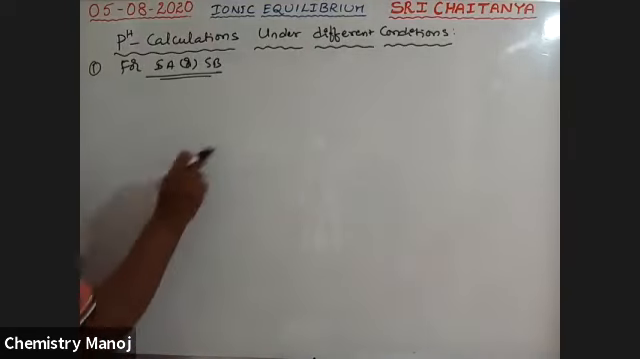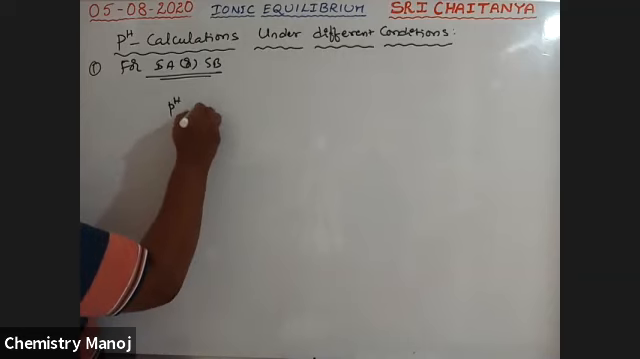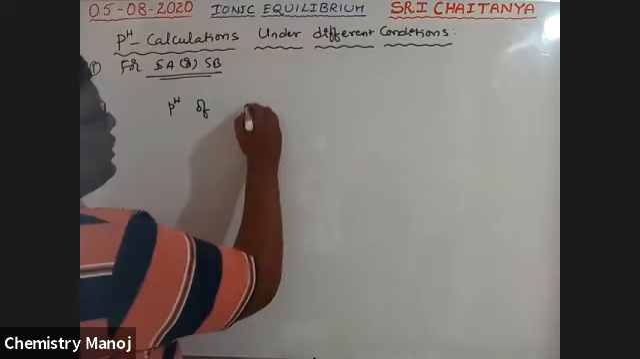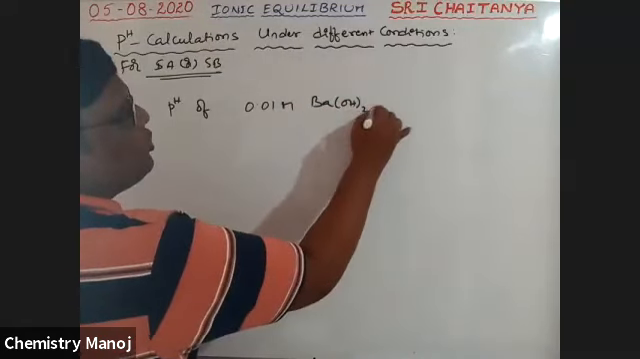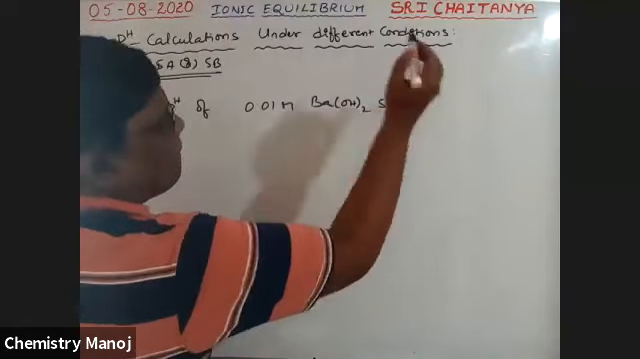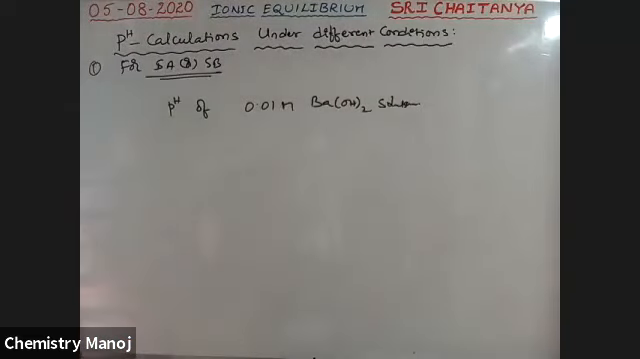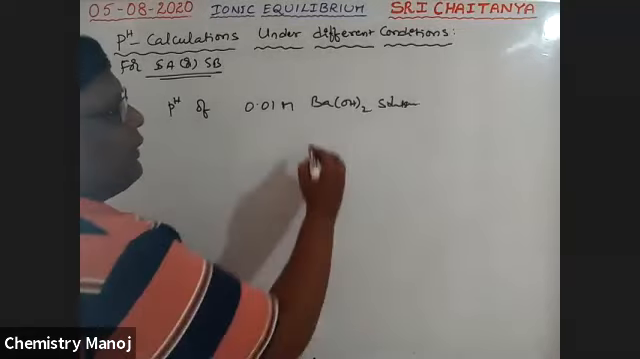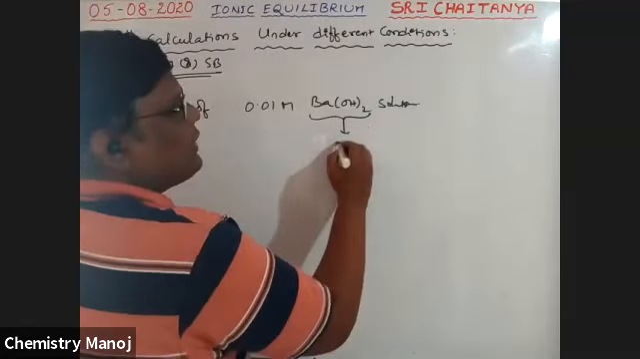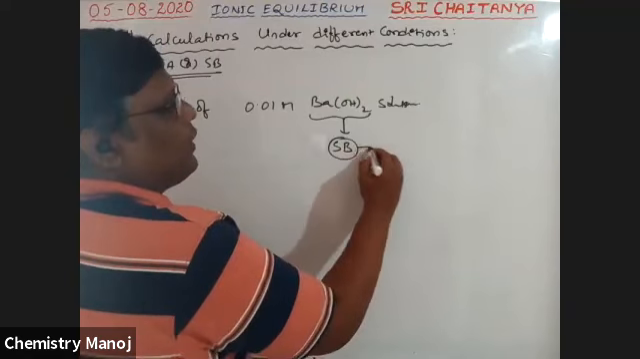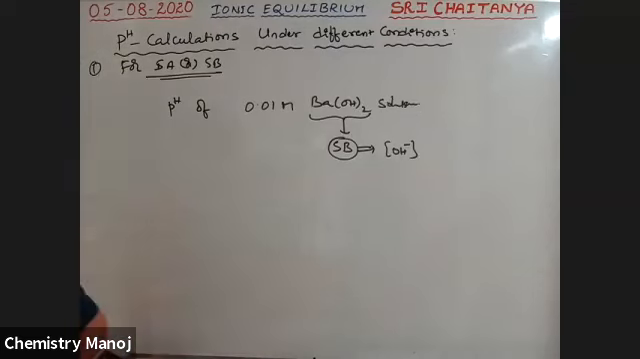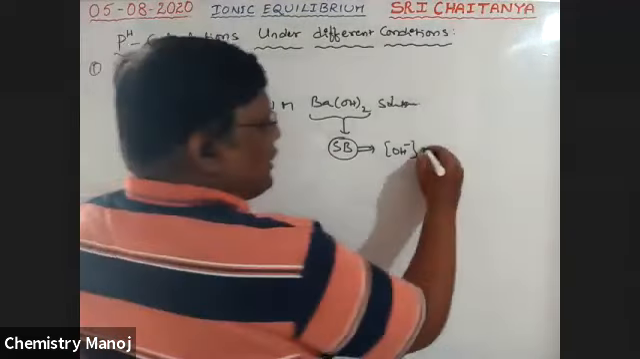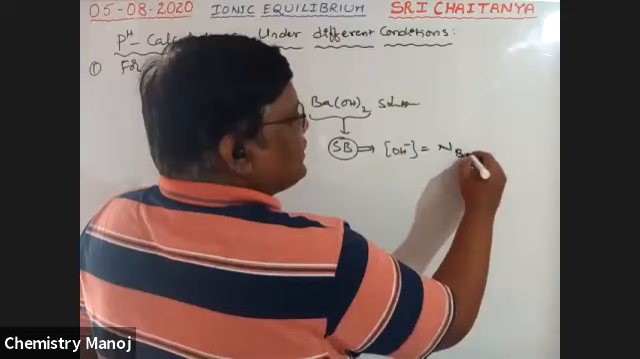Now see boys, what is the pH of 0.01 M barium hydroxide solution? See boys, here barium hydroxide is a strong base. From this we get OH minus ions. That OH minus ion concentration is equal to the normality of the base.